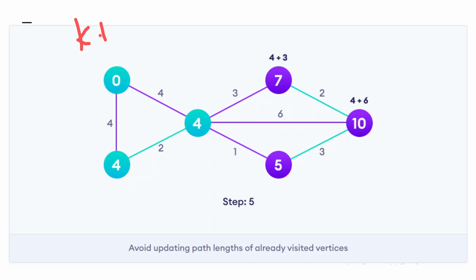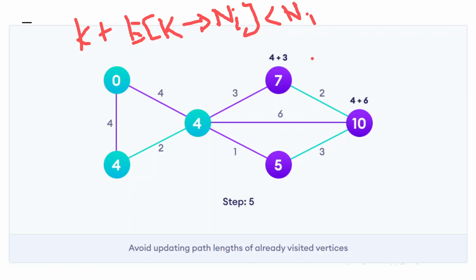Current node plus edge from current node to neighbor list and neighbors. Okay, done.